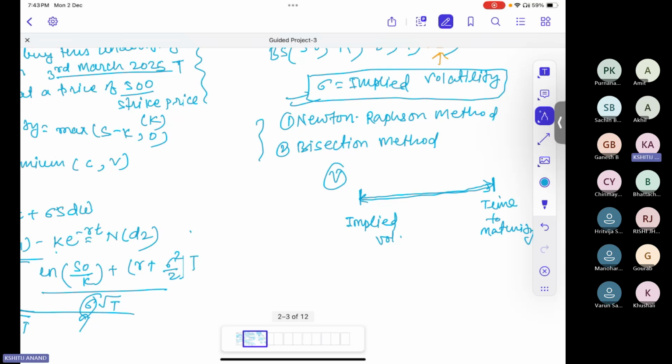Any doubt now? Can we say that this implied volatility is the expected amount of volatility which the market participants are expecting? Yeah, in the same way, right? So what are call prices? Call prices are the expectations of the market, right? Basically, I and you are agreeing on this price. Otherwise, the price would be different, right?